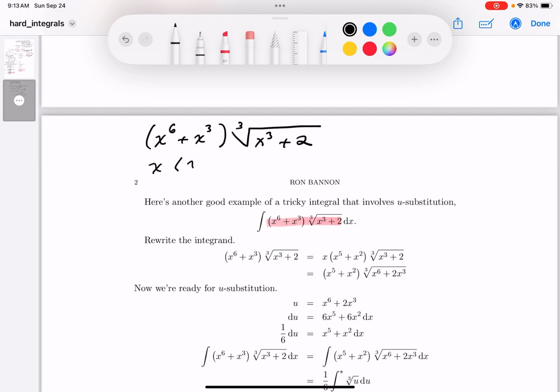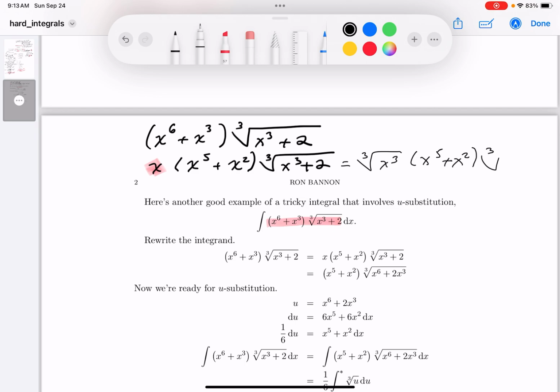And what would you get? You'd get x^5 plus x^2, and then I get the cube root of x cubed plus 2. Again, I'm trying to take this x and bring it on the inside. And one way to do that is maybe just rewrite it as a cube root problem. What would that be? It would be the cube root of x cubed, right? And then you get x^5 plus x squared times the cube root of x cubed plus 2.